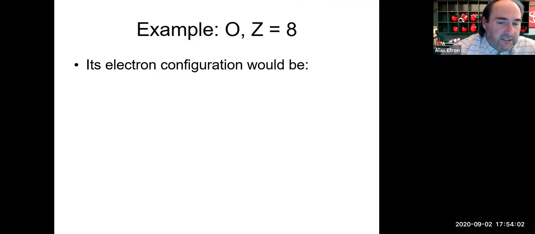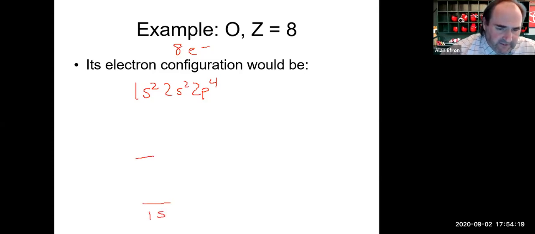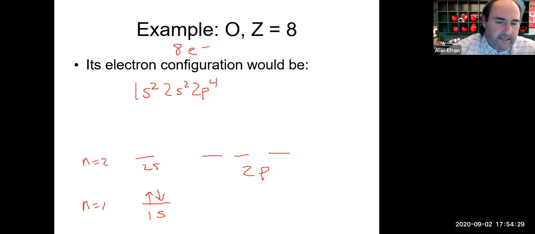Number 8, which is oxygen. Again, number of protons is 8, which means it does have 8 electrons. So it should be 1s2, 2s2, 2p4 in this case. And again, just visually what's going on at this part. So n equals 1, n equals 2, 1, 2, 3, 4, 5, 6, 7, and now the 8th one will actually come back and go here.